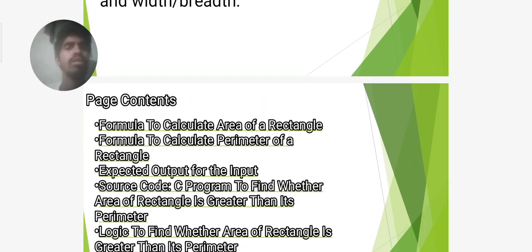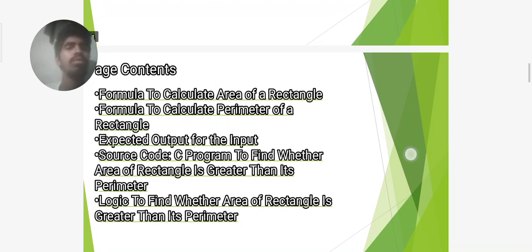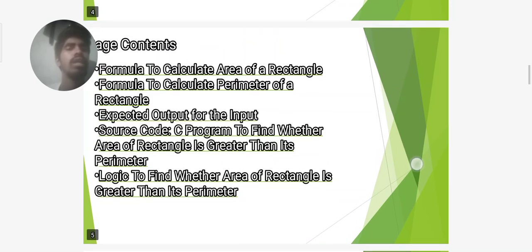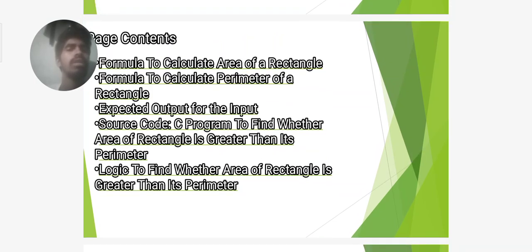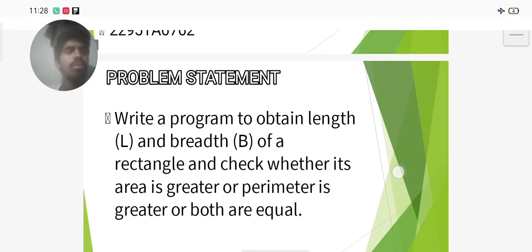So I am going to discuss this page's contents. In this PPT I am going to tell about the formula to calculate the area of a rectangle, the formula to calculate the perimeter of a rectangle, the expected output for the input and source code, a C program to find whether the area of a rectangle is greater than its perimeter, and the logic to find it. So these are all the page contents. Mainly we are focusing on the C program, to prove the problem statement given here.